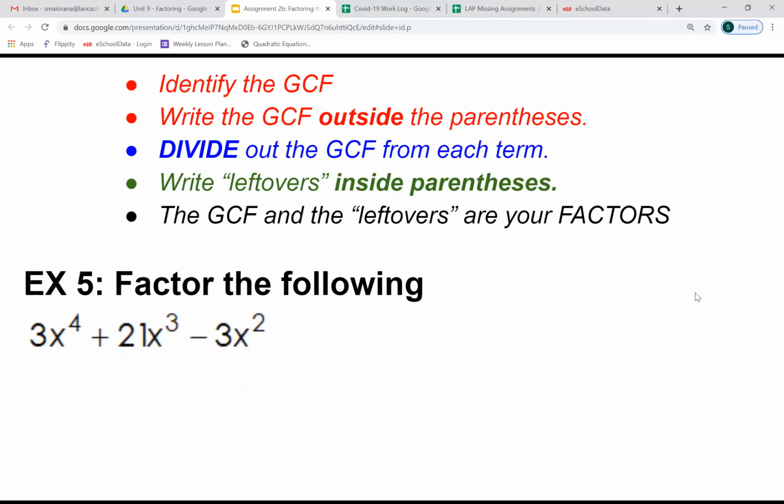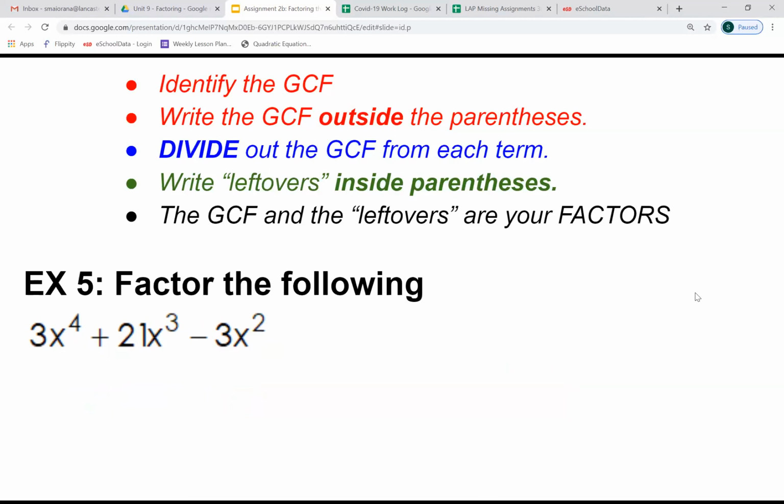Okay, last one, I forgot to change that. There should be example 6. We have 3x to the 4th plus 21x cubed minus 3x squared. So notice now I have 3 terms. The process doesn't change. I'm just going to have to divide it out for all 3 terms.